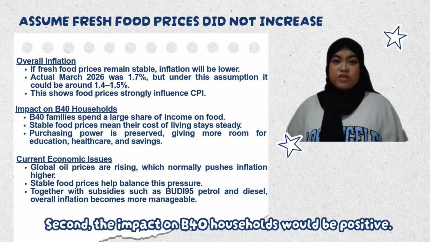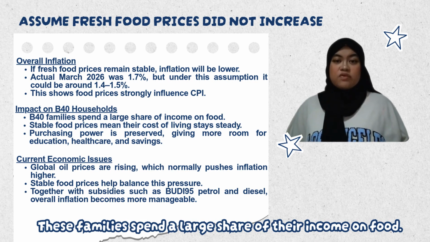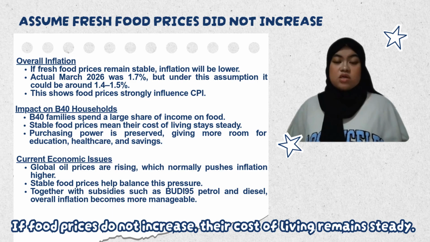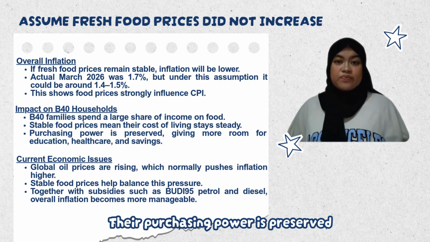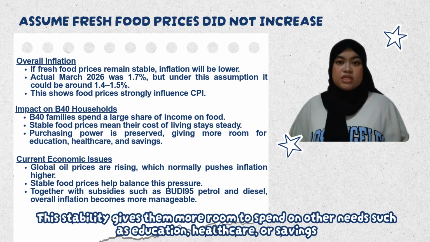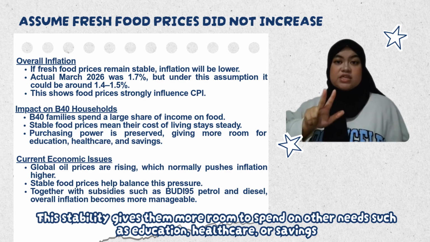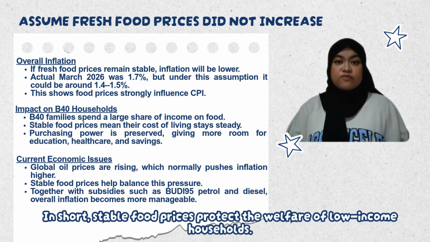Second, the impact on B40 households would be positive. This family spends a large share of their income on food. If food prices do not increase, their cost of living remains steady. Their purchasing power is preserved. The same income can still buy the same amount of food. This stability gives them more room to spend on other needs such as education, healthcare, or savings. In short, stable food prices protect the welfare of low-income households.